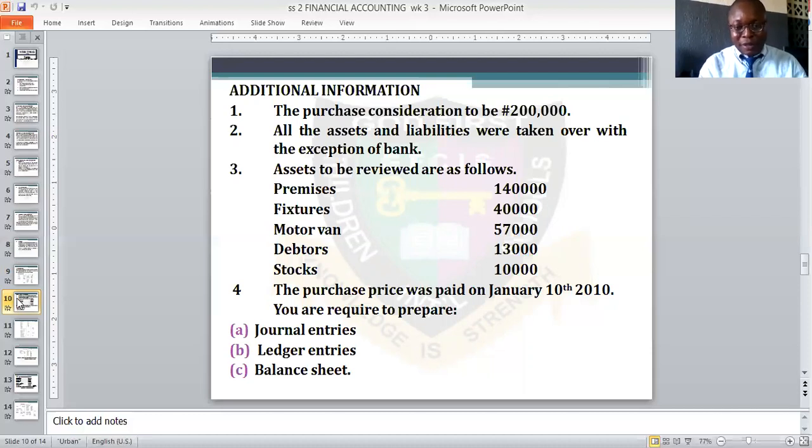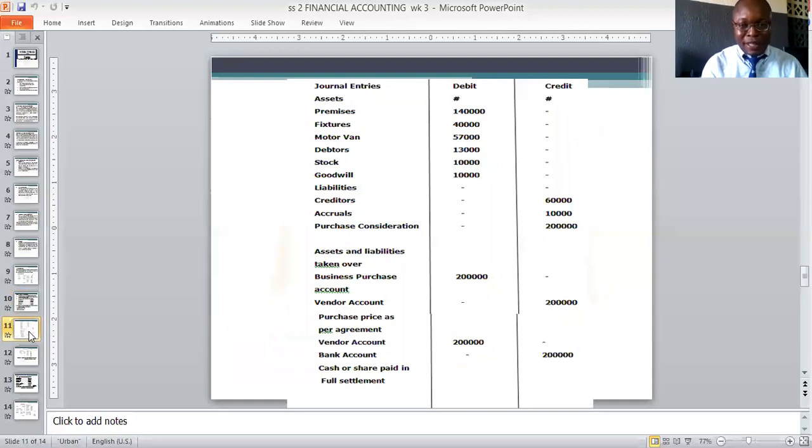So the assets in this type of account need to be revalued. We have the premises, fixtures, motor van, debtors, and stocks. All these need to be revalued. Then let us look at now. The first one is to prepare the journal entries. The assets will be at the debit side in the journal, while the liabilities will be transferred to the credit side of the journal entries.